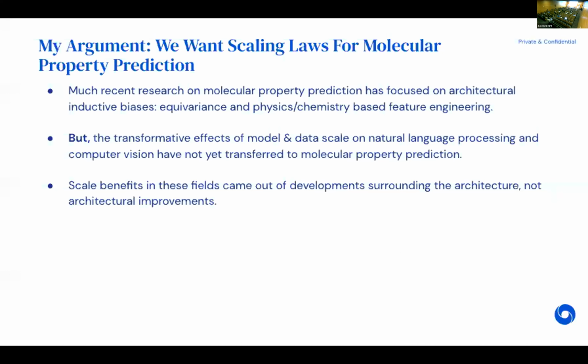So my argument, and I'm going to hopefully try and persuade you of this, is that much recent research on molecular property prediction has focused on architectural inductive biases, things like equivariance. That's very popular. I think every week I receive a new equivariant architecture on arXiv, and we add physics and chemistry feature engineering into our architectures. This is how we improve our results, by taking our understanding about what an actual force field looks like and trying to inject some of that understanding into the network so the network doesn't have to learn it.